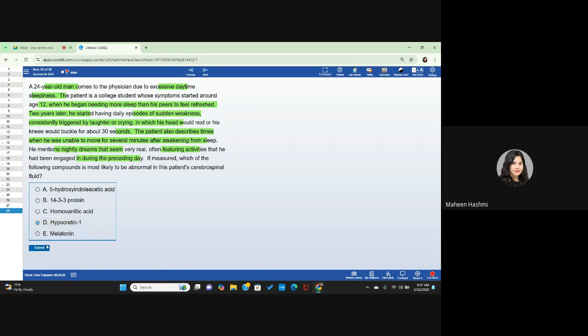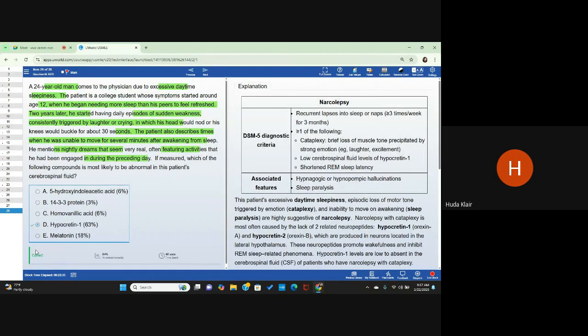And what treatment do we give? Dantrolene. No. Melatonin. Melatonin. Modafinil.